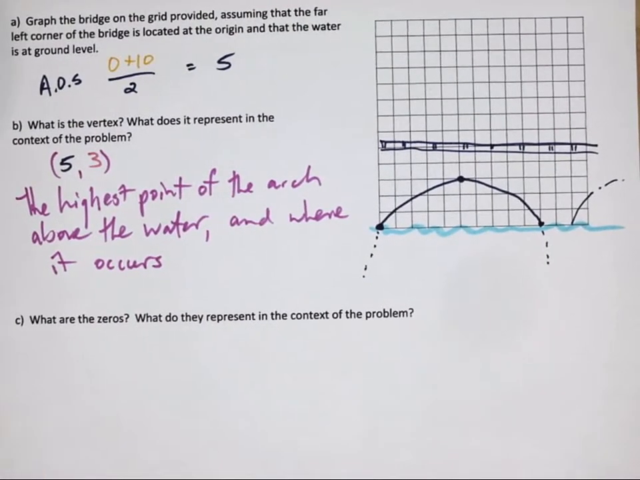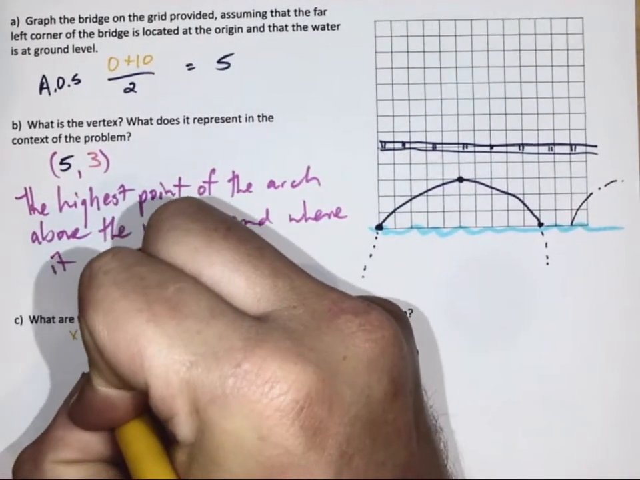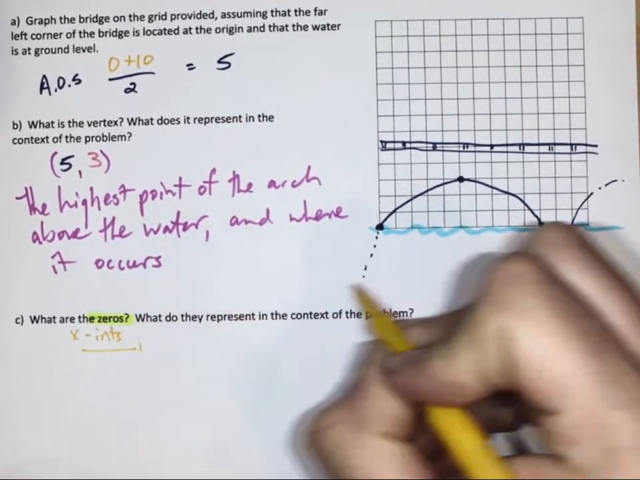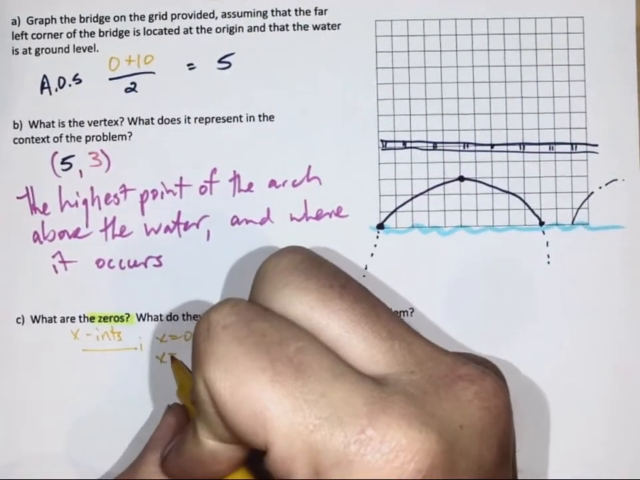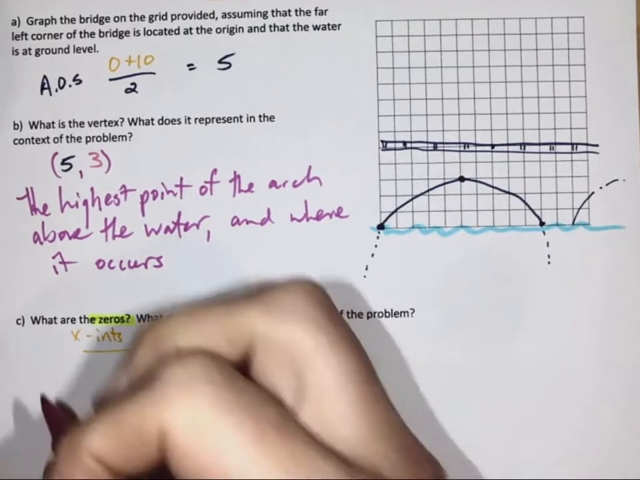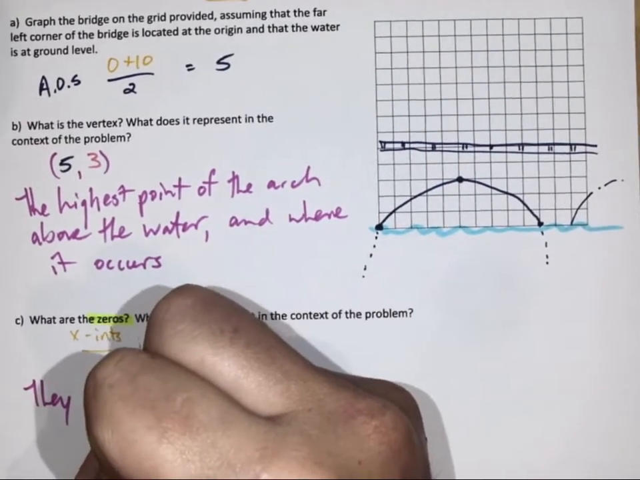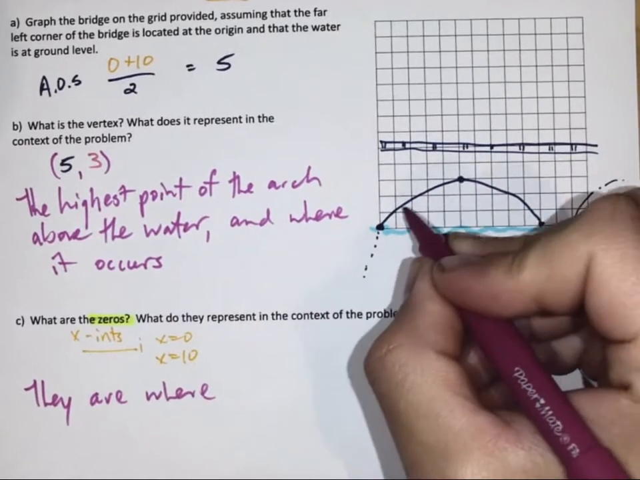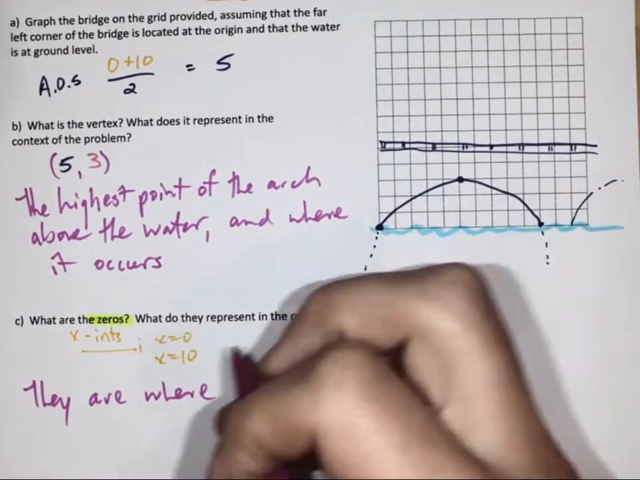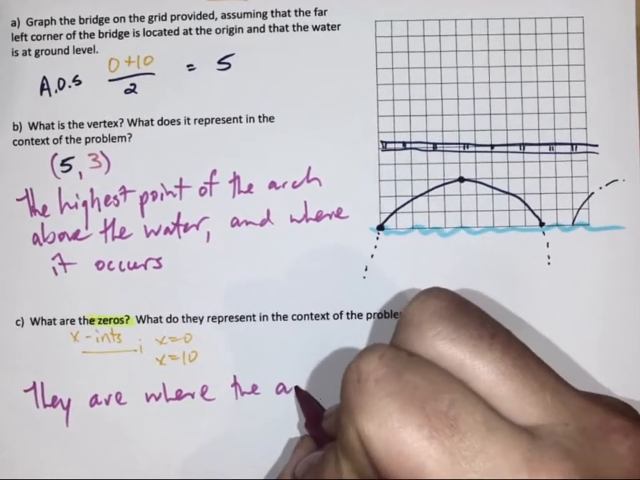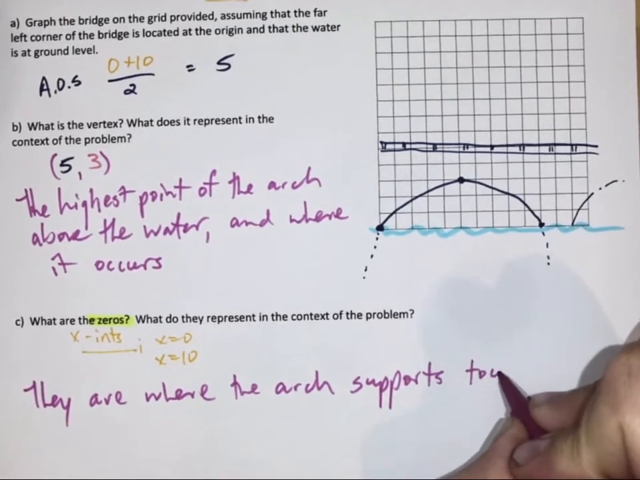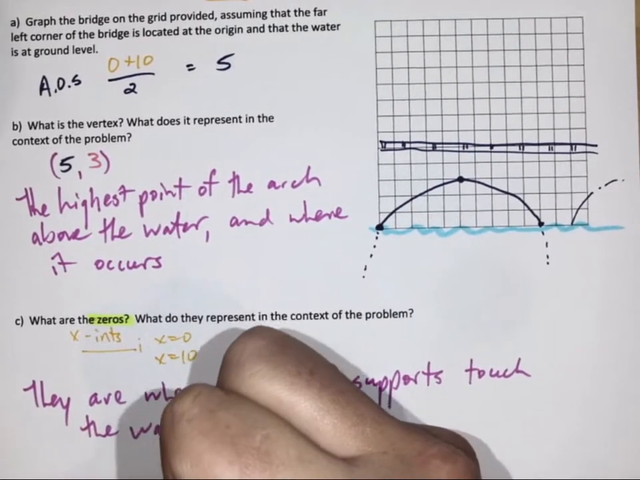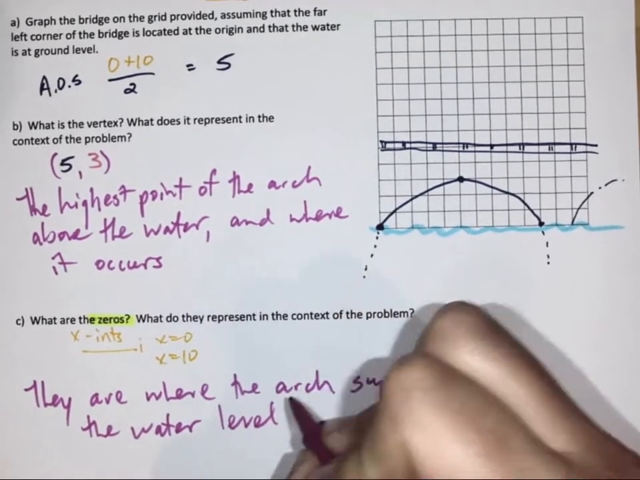What are the zeros? Zeros, remember, are our fancy words for x-intercepts or solutions. So what are they? X equals 0, and x equals, it told us, 10. What do they represent? They're where the bridge supports come back and actually touch the level of the water. And I'll call them arch. And they touch the water level.